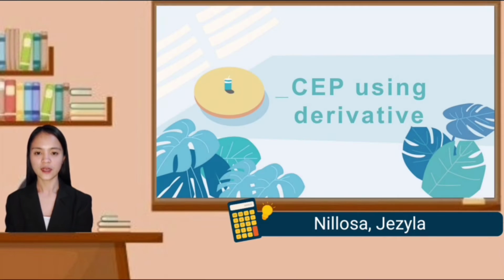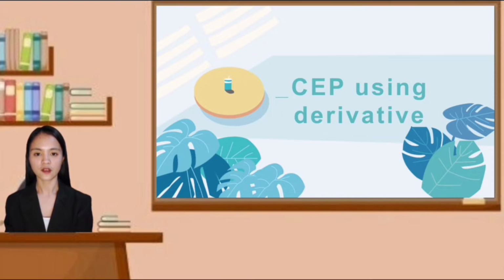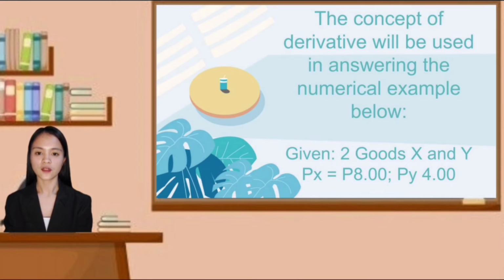Good day everyone, I'm Giselle Igniliosa, and in this part I will explain the consumer equilibrium point computation using derivative. This concept of derivative will be used in answering the numerical examples below. So we have given here two goods, which are good X and good Y. The price of good X is 8 pesos, while good Y is 4 pesos.